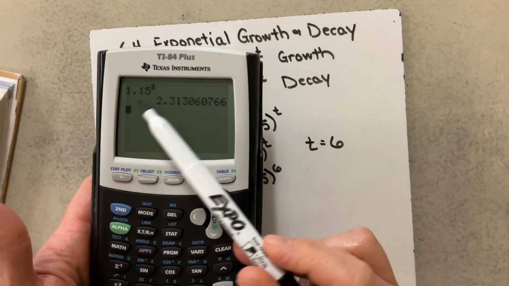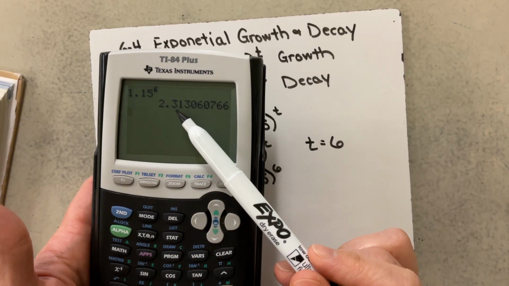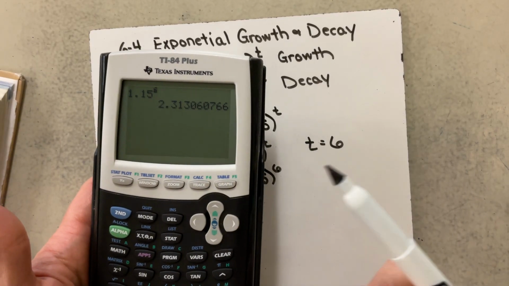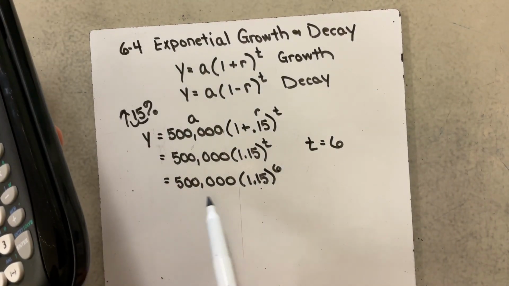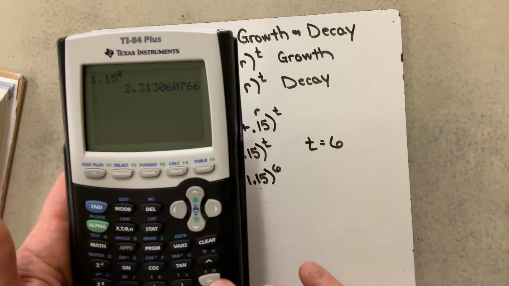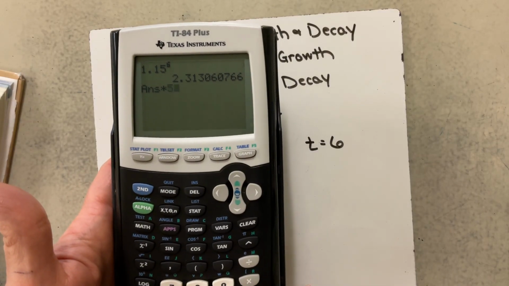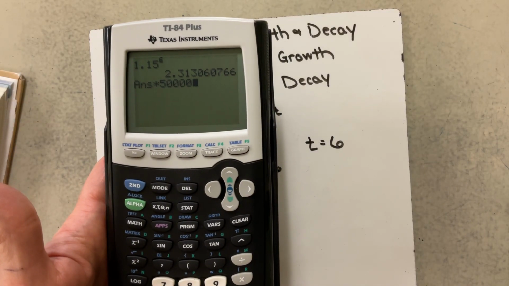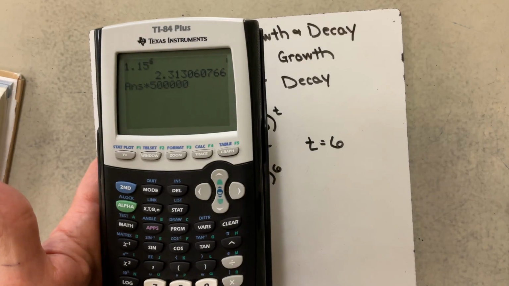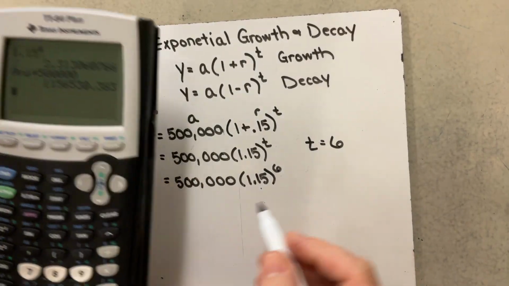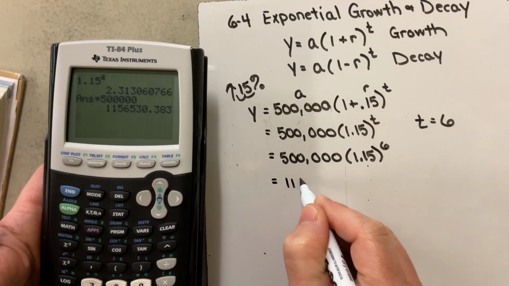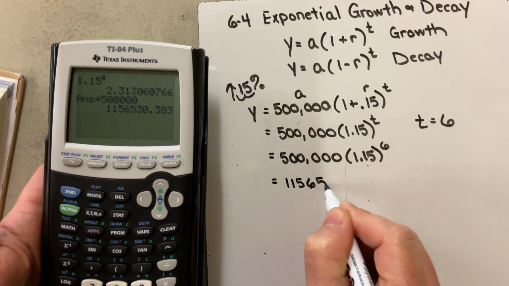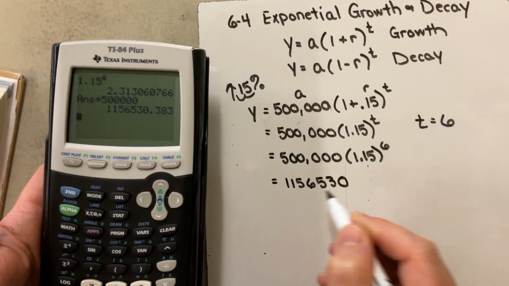Hit enter. Don't stop there, because we don't want to round it. Every time you round your answer, it gets farther from the true answer. So what we're going to do now is multiply that answer times this 500,000. Now we're going to hit enter. That's what our answer is. So we're going to write our answer as 1156530.